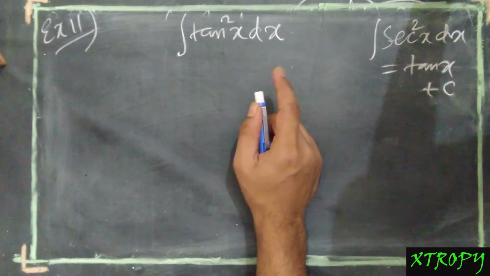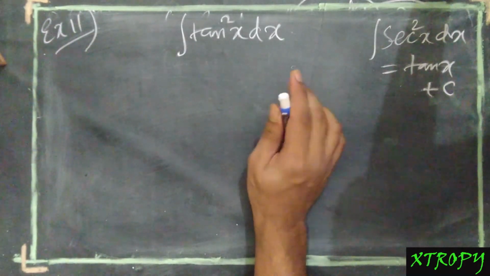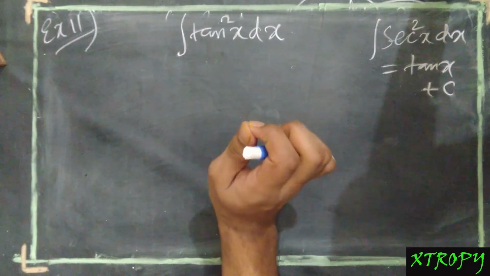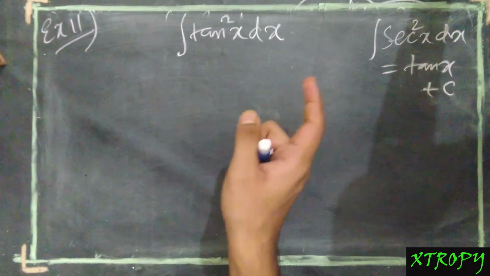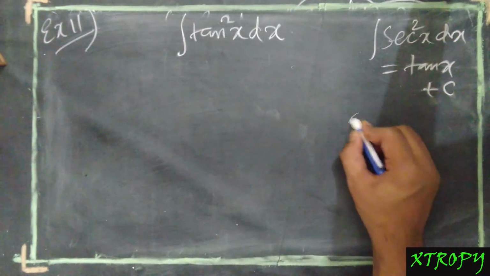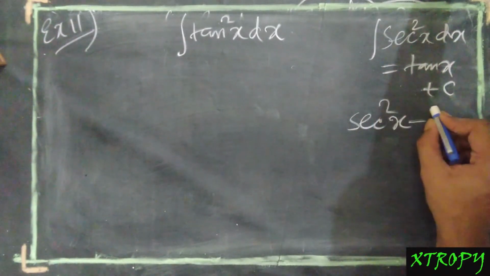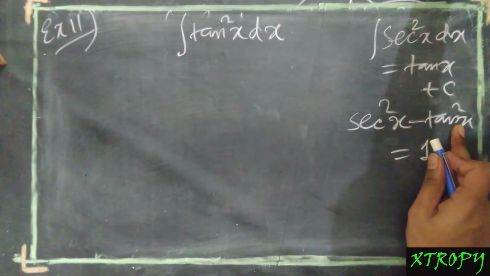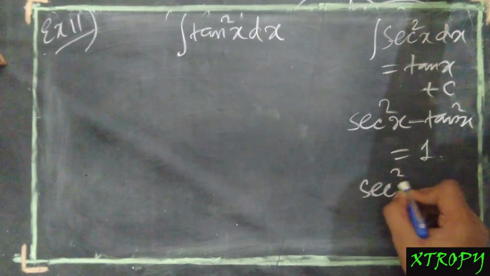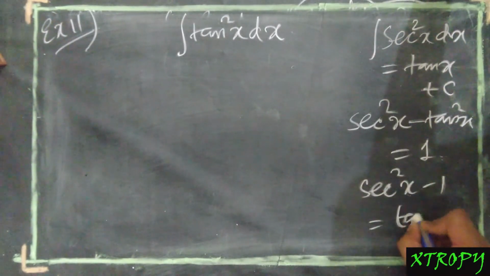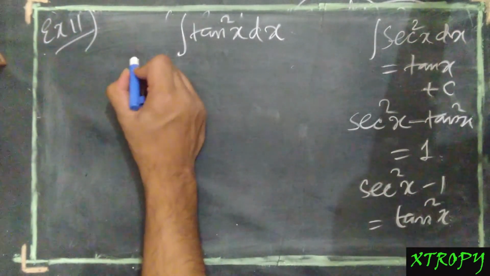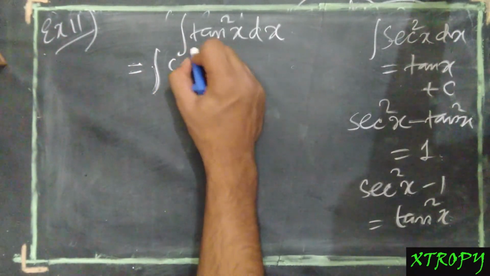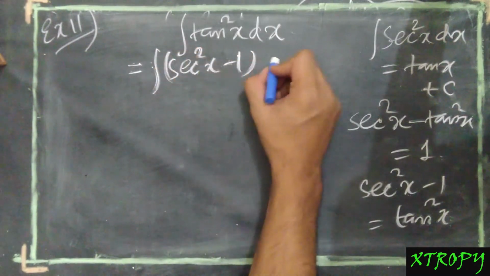Yes, you guessed it right. Using that basic and very important formula of trigonometry, that is an identity which you have learned in class 10: sec square x minus tan square x equals 1. Therefore, you can write tan square x as sec square x minus 1, right? So we can rewrite this question into a suitable form: integral of sec square x minus 1 dx.